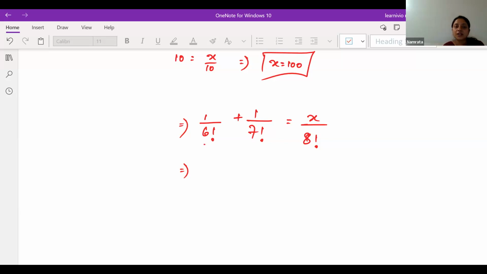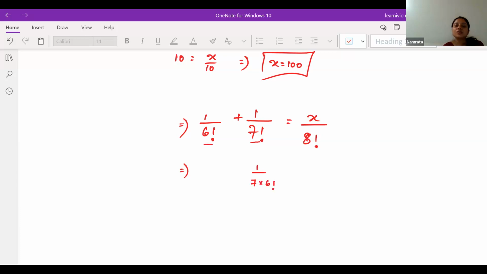Here we are having 6 factorial, here we are having 7 factorial. 6 factorial matlab 6 into 5 into 4 into 3 into 2 into 1. 7 factorial means 7 into 6 into, just like that, the normal expansion. But we also know we can break 7 factorial, the bigger one, in terms of the smaller one. Yes or no? Yes, ma'am. So can I write 7 factorial as 7 into 6 factorial?